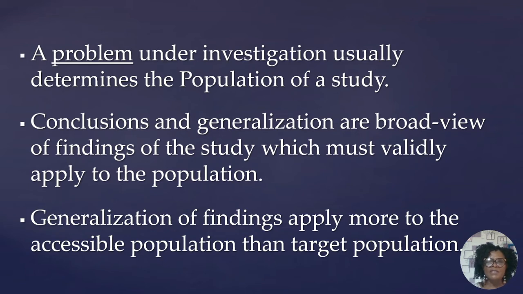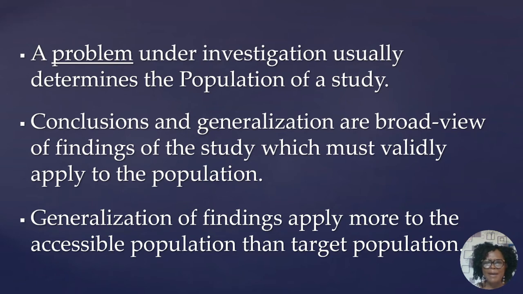A problem under investigation usually determines the population of a study. Yes, it's when you choose a title. If the title is properly chosen and delineated, you will see the population you want to study there. Conclusions and generalizations are a broad view of findings of the study, which must validly apply to the population. Yes, the first thing you have to know whenever you're coming out with your findings is that these findings are meant to cover the population. That's why anytime you're choosing an accessible population, make sure the accessible population you are using to carry out the work is something that whatever you find can represent the larger population.